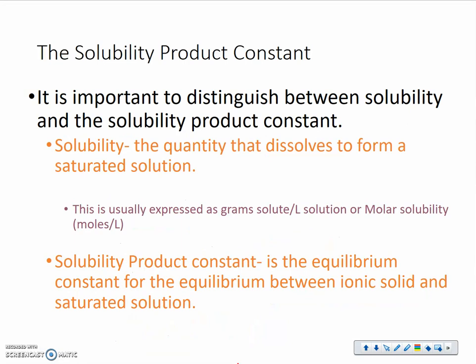So two important distinguishers are between solubility and the solubility product constant. Solubility, whose symbol is a capital S, is an amount. It's how much will dissolve to form a saturated solution. So how much can we dissolve before no more will dissolve? We can express it in terms of grams of solute per liter, or something called the molar solubility, which is moles per liter, which of course is equivalent to the concentration or molarity, because they are both moles per liter. The solubility product constant, or Ksp, is an equilibrium constant for the equilibrium reaction that forms between the solid and the ionic things that it dissolves into.